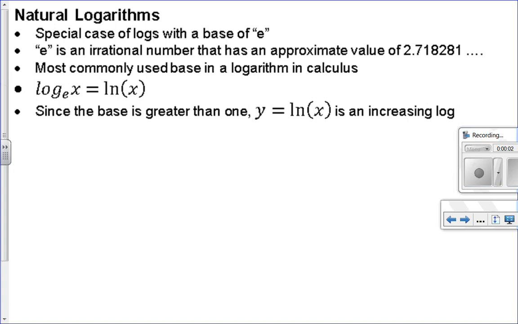Hello, Matthews Gatos here. In this video, we're going to talk about natural logs, what they are, how to graph them, how to figure out limits, and how to simplify expressions involving them.